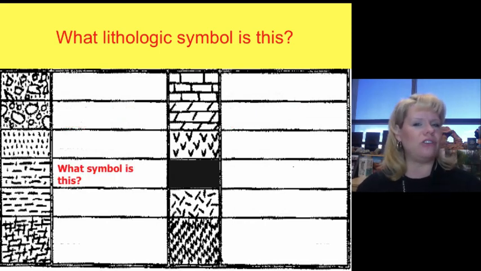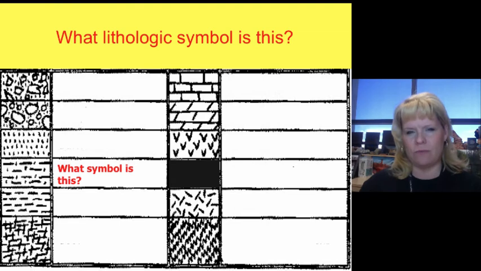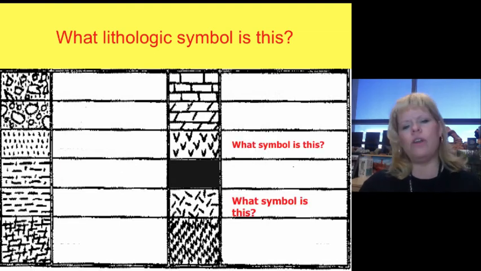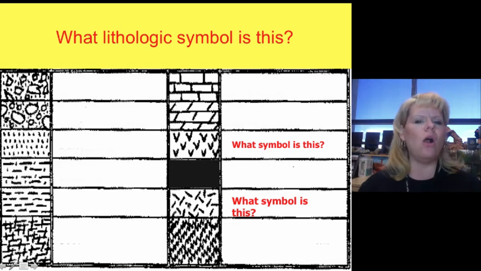What symbol is dash dot, dash dot, dash dot? So a little bit of sand, a little bit of mud, what would we call that? Siltstone. All right, what do the V's stand for? V for volcanic. Phaneritic interlocking matrix is drawn this way for all of our plutonic rocks like granite.